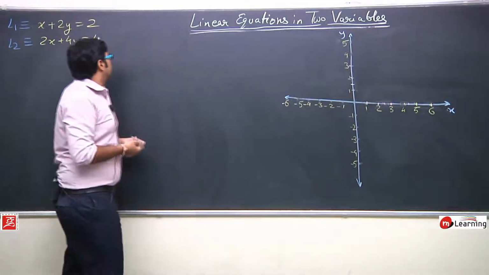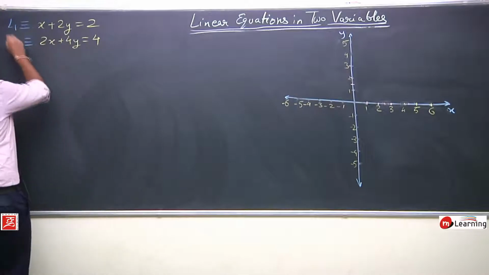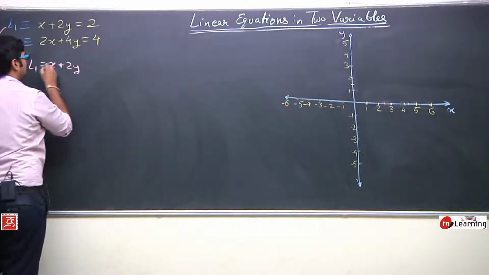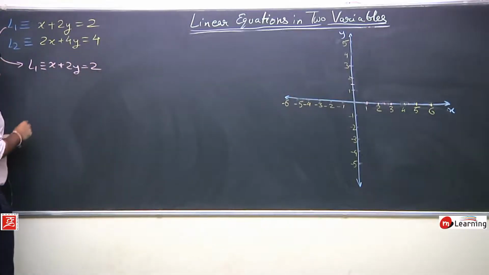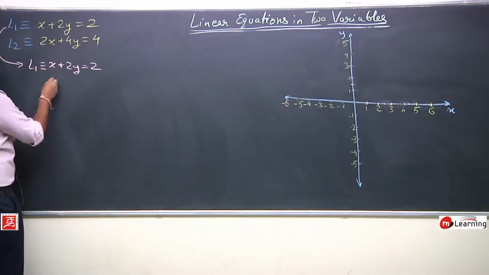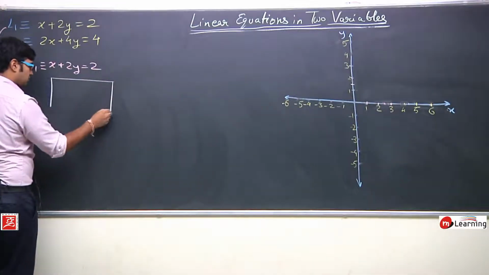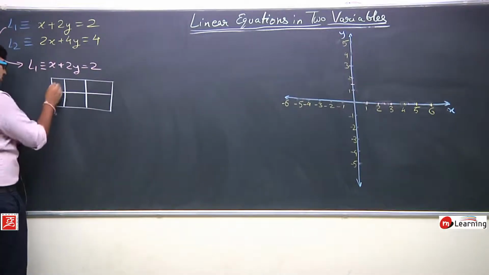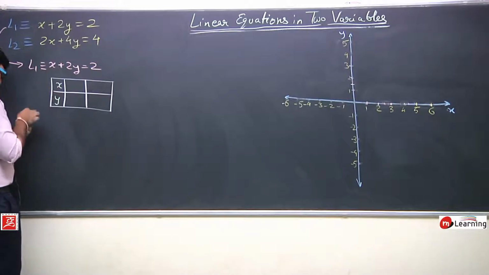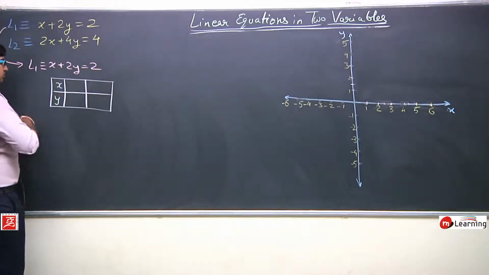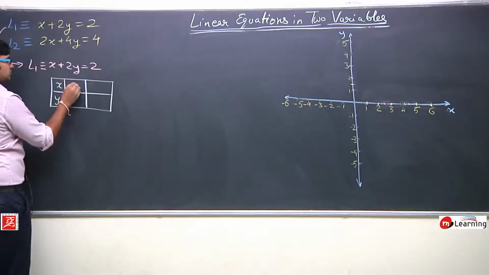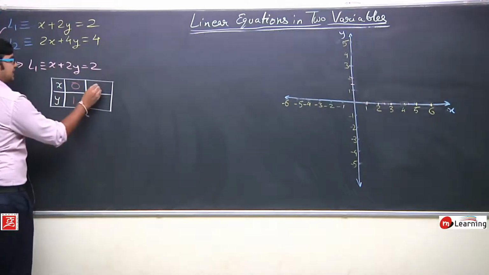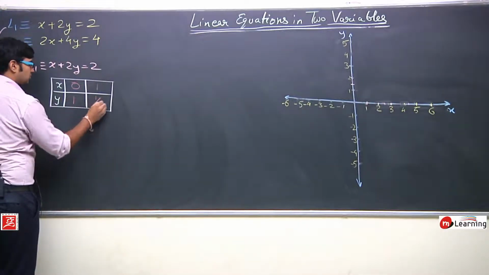Now first draw the solution table for the L1 equation. The L1 equation is x plus 2y is equal to 2. So the table will be like this: this is x, this is y. Let x be equal to 0. If x is 0, then the value of y will be 1. If x is equal to 1, then y will be equal to half.